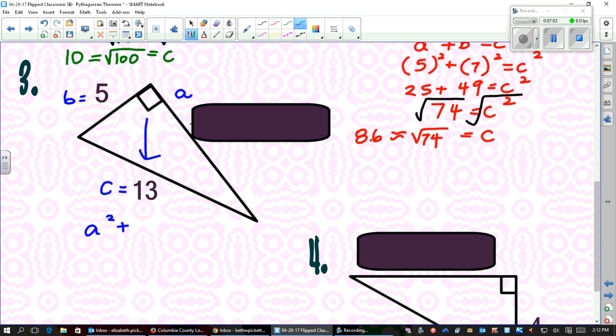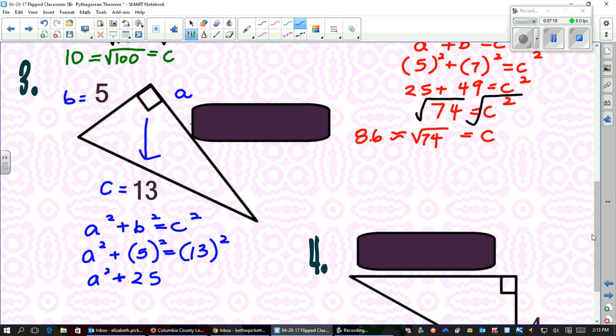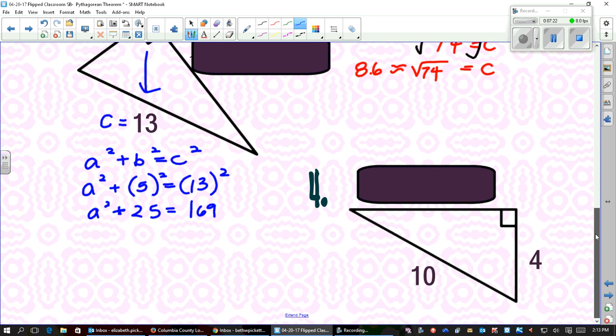Let me copy down the Pythagorean theorem. Okay, A is my unknown, B is 5, C is 13. Okay, I'll simplify a little bit. Evaluate 5 squared, 25. 13 squared is 169. Okay, now this is a little different this time than the other two that we worked. This time the 25 and the 169 are on opposite sides.